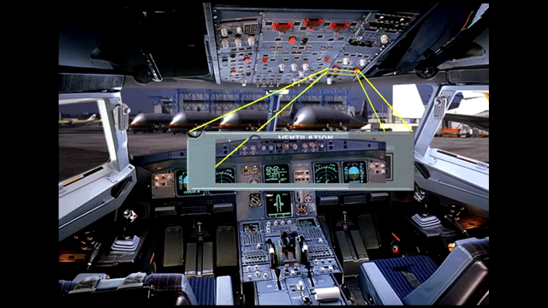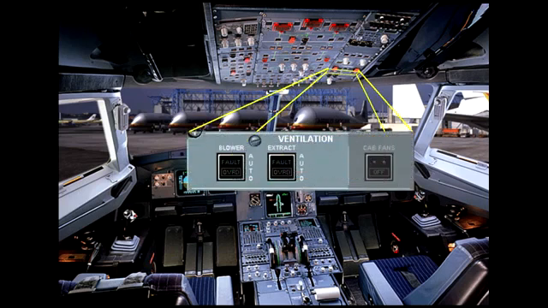On the overhead panel, there is a ventilation panel that contains two push buttons associated with the ventilation system. During the pre-flight cockpit scan, you should confirm that these switches are in their lights-out position. The avionics ventilation system will then operate automatically and require no pilot input.